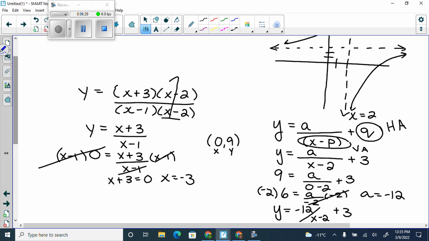We agree? Does it make sense that a is negative? What quadrants is it in? Technically, if this was quadrants 2 and 4, that's where it's negative, right? And then 1 and 3 is where a is positive, so it does make sense.